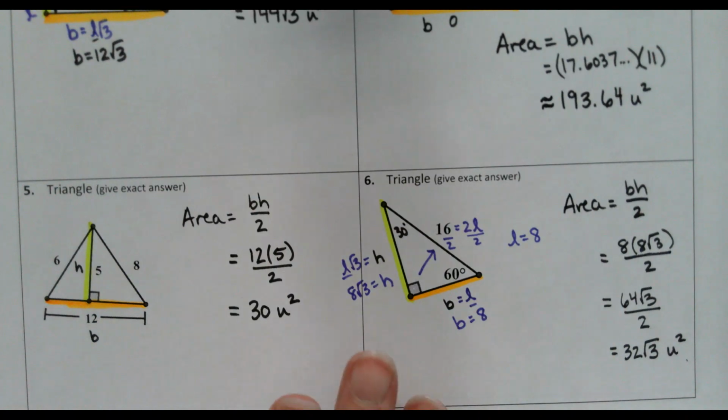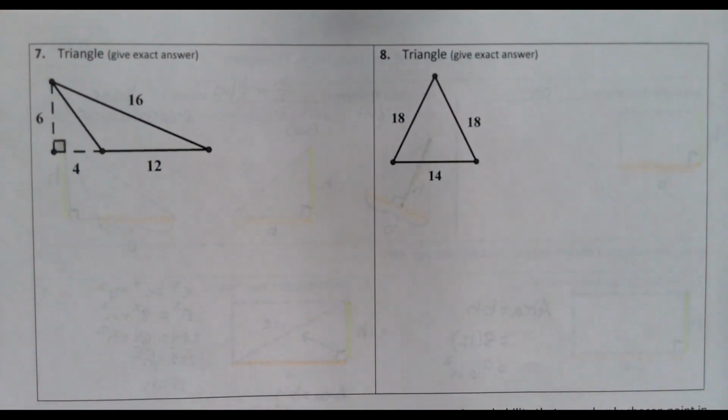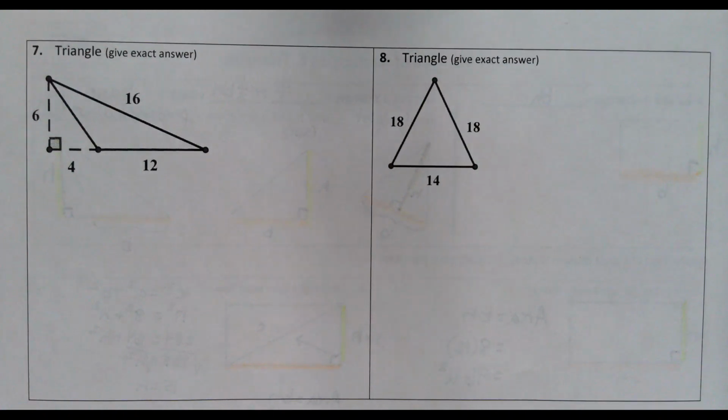All right, we are ready for the back. So go ahead and flip that page over. We've got a couple more triangles back here. So we are going to continue to be on the lookout for a side that can act as a base and something that forms a right angle with that base as well.